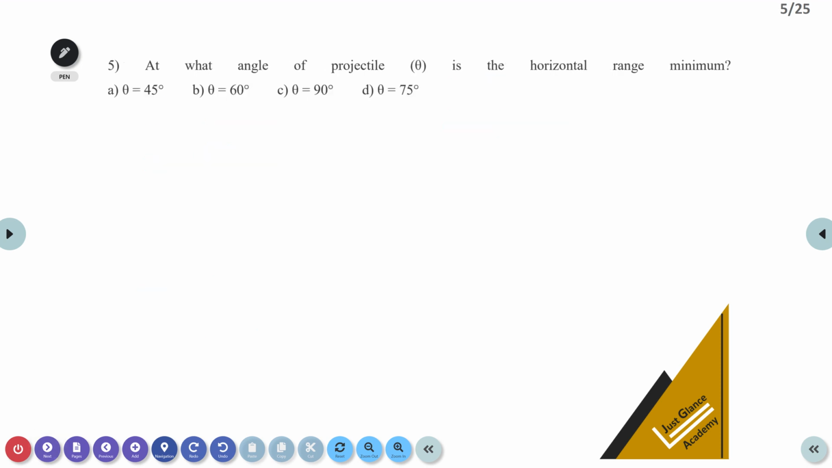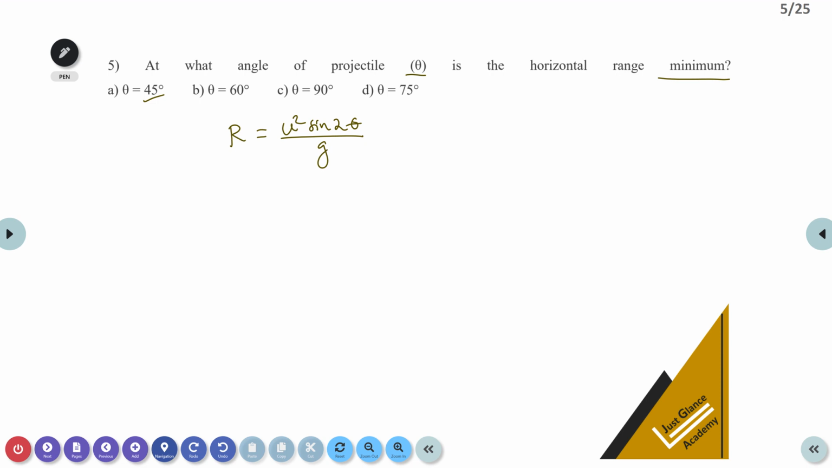Next, fifth one. At what angle of projection theta is the horizontal range minimum or maximum? You treat this as a minimum. That is, R equal to what? U square sin of 2 theta divided by g. Now check it.